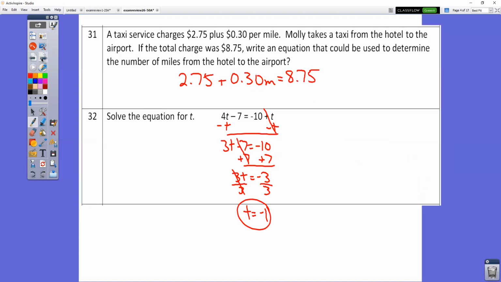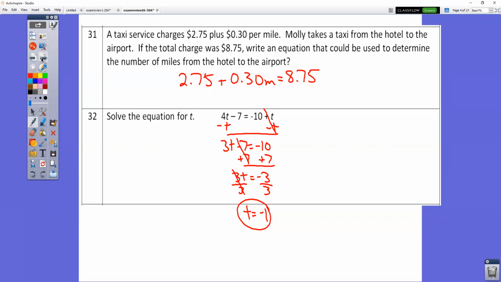In question number 31, a taxi cab charges $2.75 just for getting into the cab, plus they charge you 30 cents for every mile that you go. Her total charge was $8.75. They want you to write an equation. So you have your $2.75 for just stepping into the cab, plus 30 cents times the number of miles.